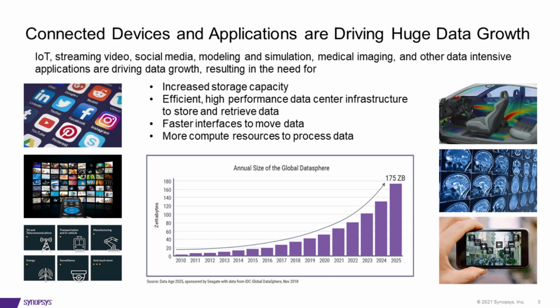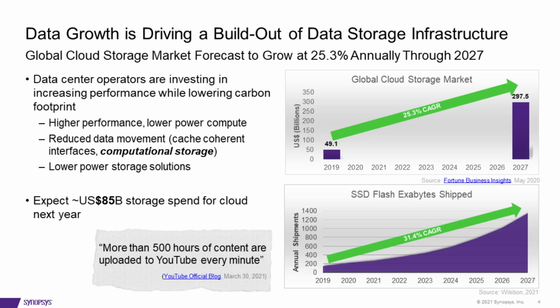And as we see this growth, it's resulting in a need for increasing the amount of storage capacity to hold all of this data. In addition, efficient and high-performance data center infrastructure is necessary to be able to store and retrieve data effectively. And of course, along with that, faster interfaces, both at the network level as well as in the chip level, are needed to move data between devices. And finally, in order to extract value and meaning from all of this additional data, we have to have more compute resources to process that data.